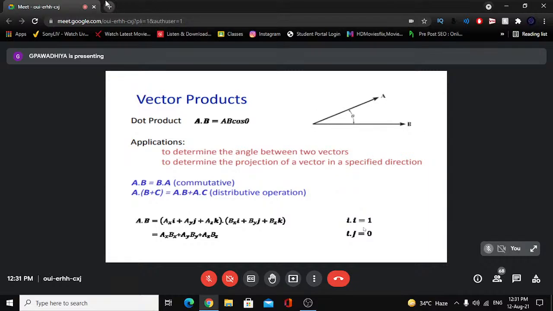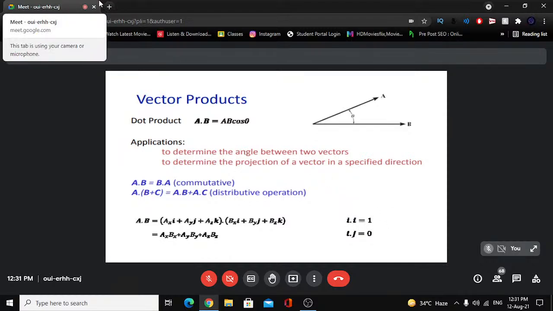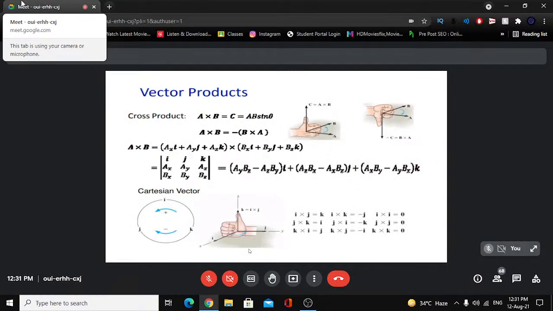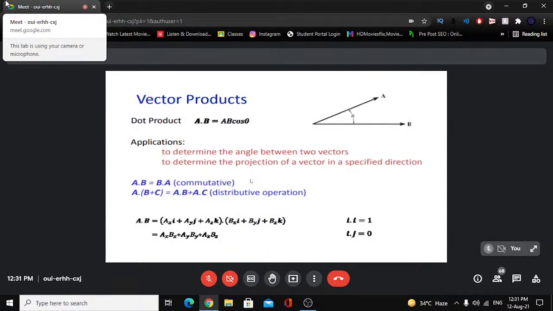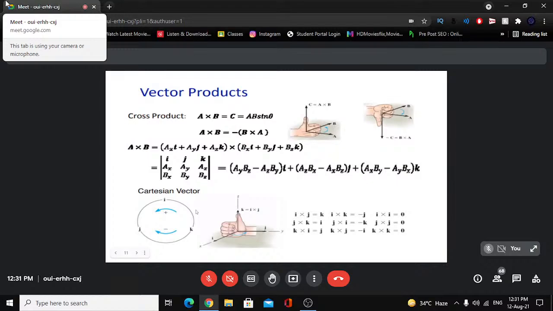So i dot i will be unity, and i dot j, you have studied a lot of this, is 0 because cos pi by 2 is 0. So then this product simply will be ax bx plus ay by plus az bz. Now, this is also known as the dot product or the scalar product, because it produces scalar results. And another product we call the vector product, that is the cross product.